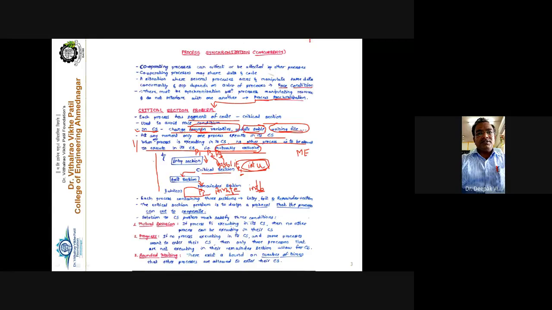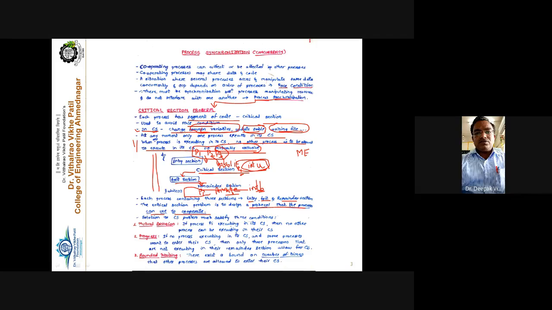So this is the logic of the critical section. This logic is implemented in this way: entry section, critical section, then exit section, and the remainder section. Right, and the do-while loop is complete. So each process contains sections: entry section, exit section, and the remainder section. The critical section problem is to design a protocol that the processes can use to cooperate. So with the help of this critical section, the processes P1, P2, P3 are able to cooperate. How they are able to cooperate, we'll see.